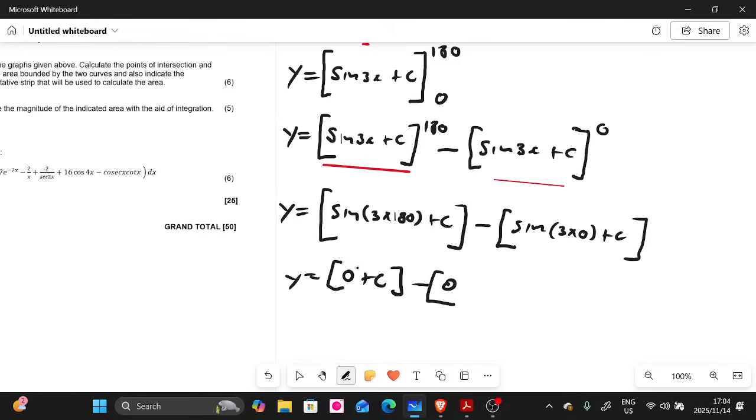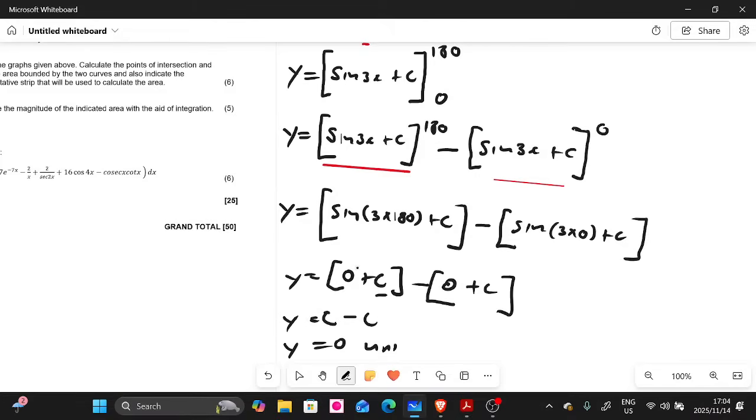Like this. Plus c. There we go. So if we continue, this is going to be 0c, right? Minus c. This c there minus that c there. Then our final answer is going to be 0. So we do not have the limit here.